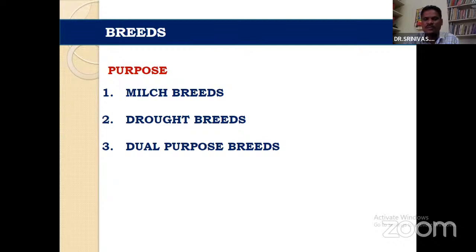One more is dual purpose breeds. Dual purpose breeds have both characters, milch characters and the capability to work in the field also. Milch breeds are mainly for milk, where we get high milk yield, and they have less working capability. Draught animals have less milking capability and they work very well. These three are the main categories on which we categorize the cattle on the breeds level.